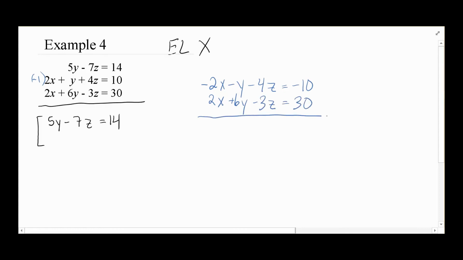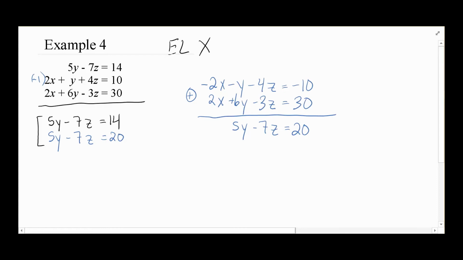And then we can add them together. That's going to get me 5y minus 7z equals 20. Now you're probably saying, ooh, something looks funky. It sure does. We've got the same coefficient of y, the same coefficient of z, but different numbers on the other side over there.